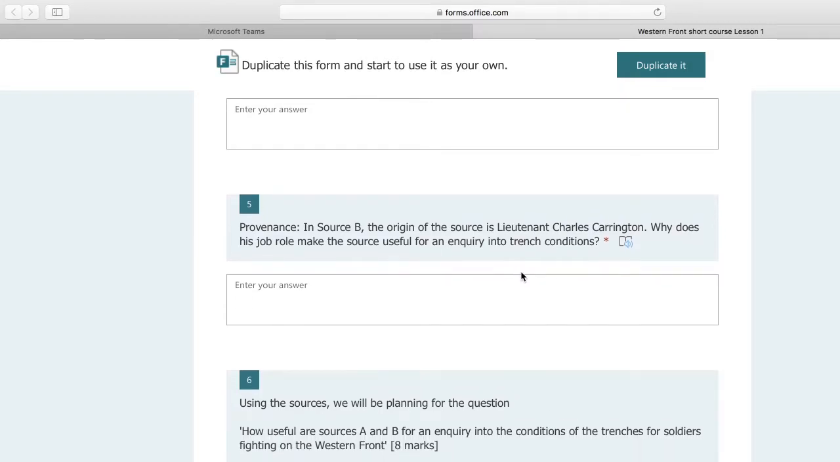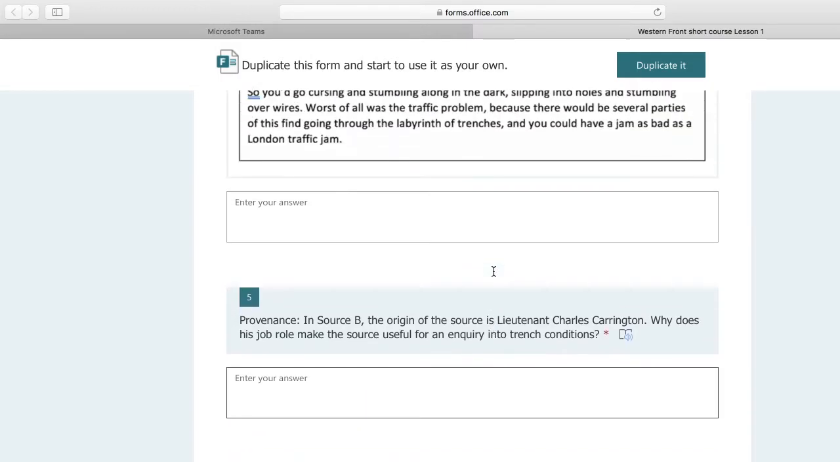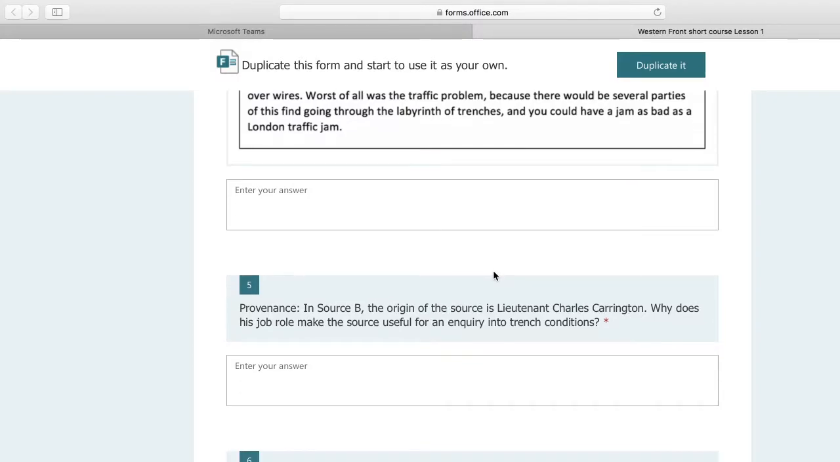Or more useful than a news reporter in 1916 telling you about the trench conditions? Why is he particularly useful to us?